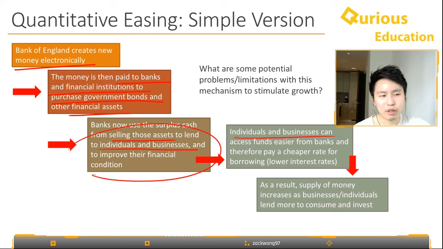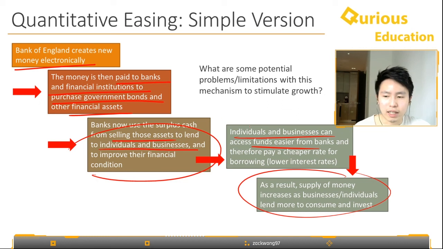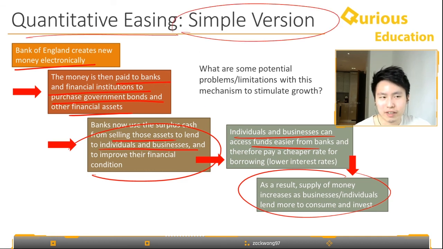And because their financial condition has improved, then supposedly individuals and businesses will be able to borrow more easily from banks, and as a result, this would help stimulate the economy again, because more borrowing means more investment and also more consumption. So this is the simple version of quantitative easing. The government prints money, uses the money to buy stuff from the banks, the banks have more money, and now they'll be able to lend more to us, individuals, the small people.